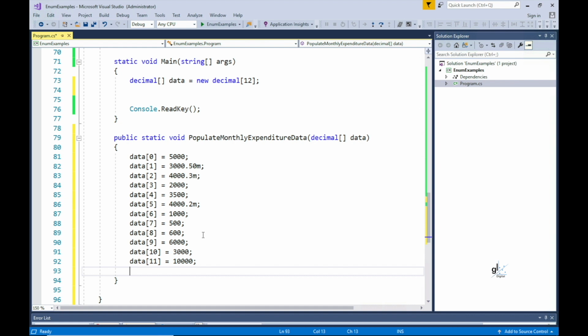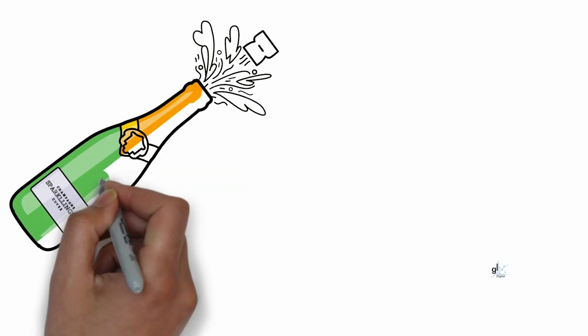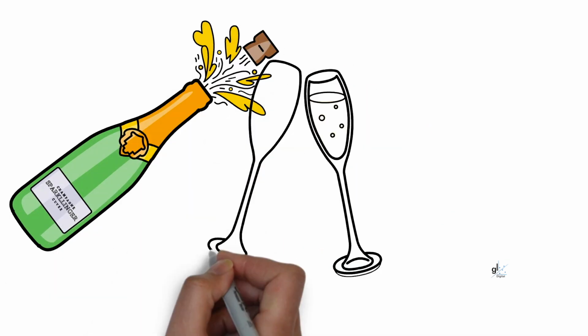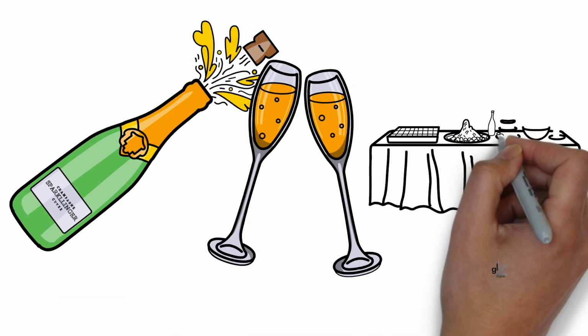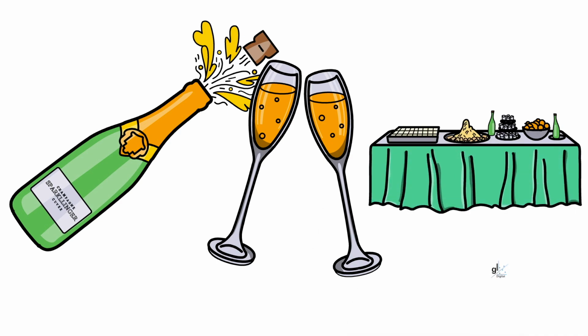So January's total expenditure was, let's say, £5,000. February's total expenditure was, let's say, £3,000.50, and so on. And let's say in December there was a company Christmas party, which meant expenditure was a little bit more than in the other months. In the real world, this data would likely come from a database.